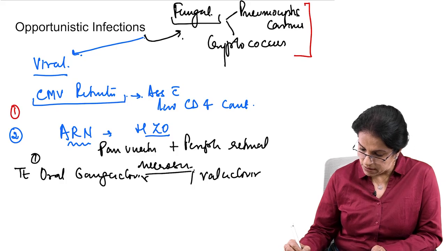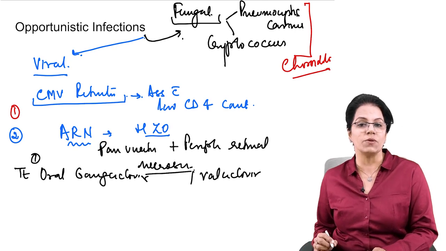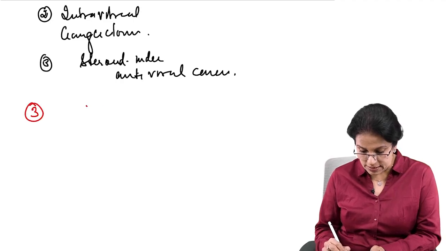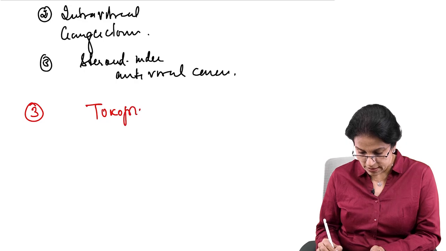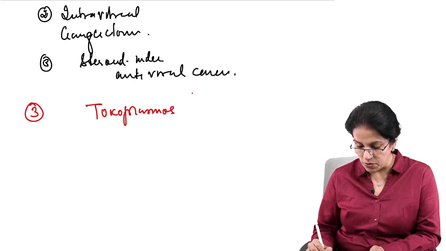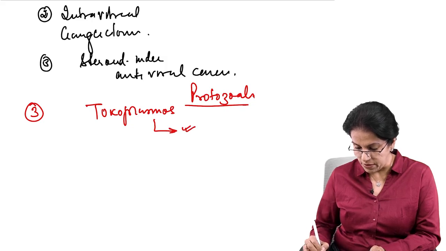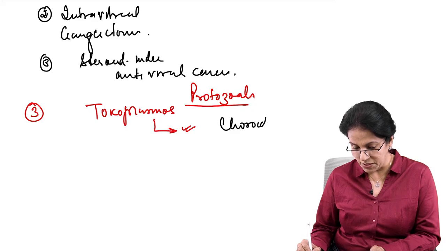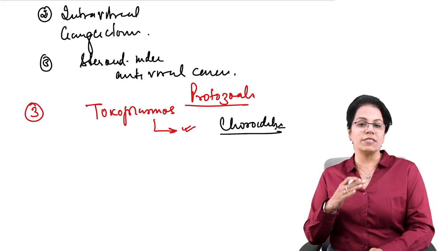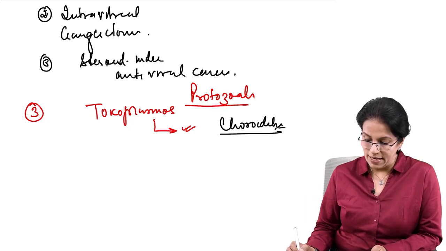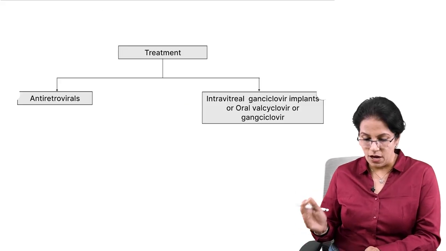So, primary involvement is what? Choroiditis. And lastly, what is the third type of opportunist infection? That is toxoplasmosis. That means you can say protozoal infections, and in protozoal infections it is mainly toxoplasmosis, which is also primarily causing choroiditis. So this way we can learn properly about opportunistic infections, whether viral, fungal or parasitic. Done? Okay. Coming to the treatment part, how will you manage?